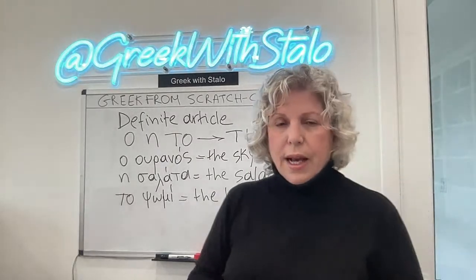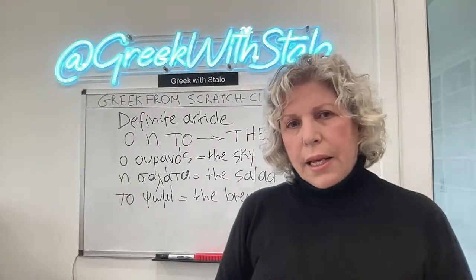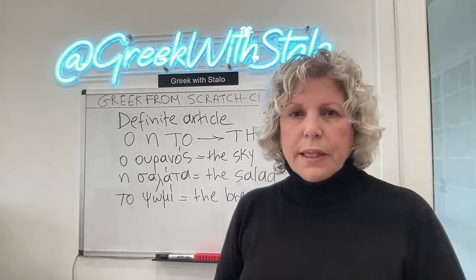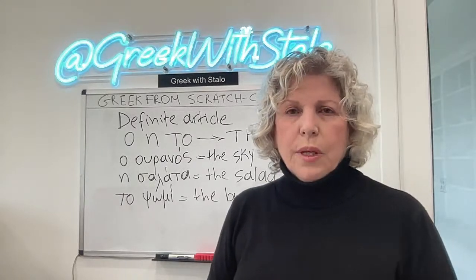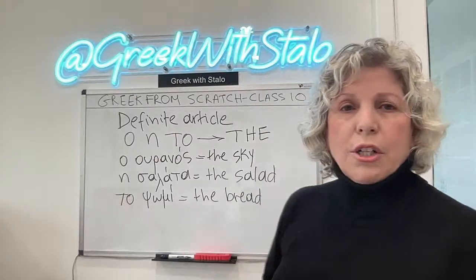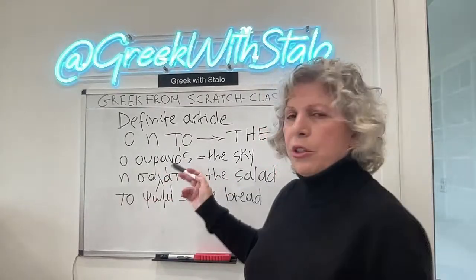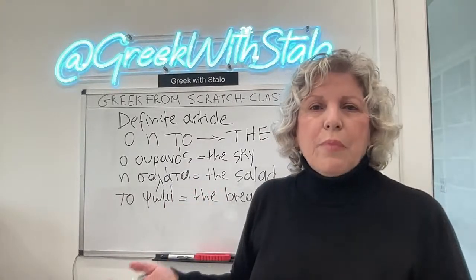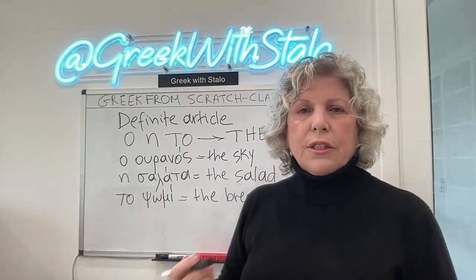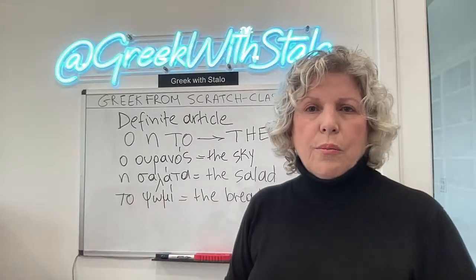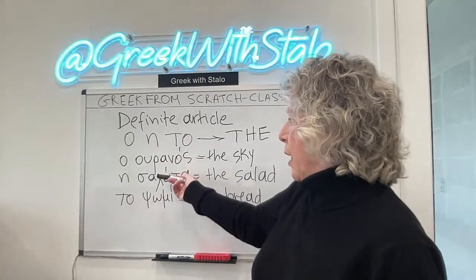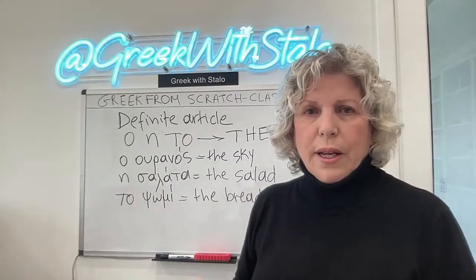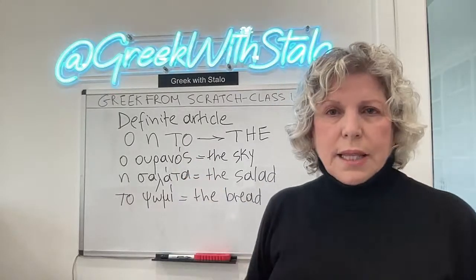Now, here we have to remember that the assignment of gender to nouns is completely arbitrary. It's random. In other words, there is no logic why uranos, the sky, is masculine, or the salad is feminine, or the bread is neuter. They are all random. It could have been feminine, and this could have been neuter, and this could have been masculine, but it's just a random assignment.